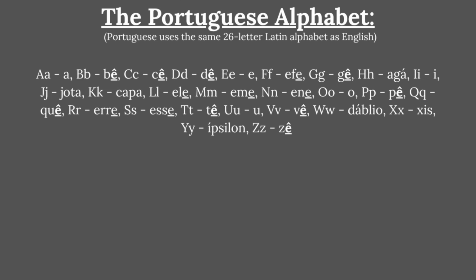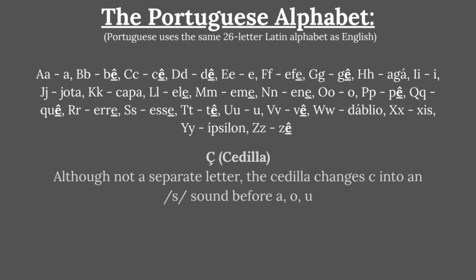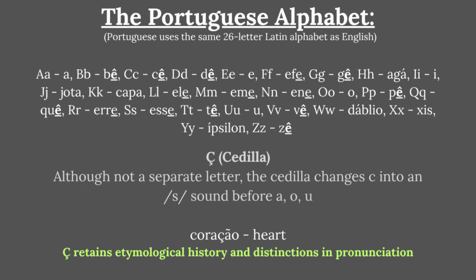Before getting to the vowels, there is one last letter, or rather a character that changes pronunciation. Cedilha. This character is not a separate letter, but a symbol that makes the letter C sound like s before A, O, or U, like in the word coração, meaning heart. Without it, the pronunciation would be different, so this character retains etymological history and distinctions in pronunciation.